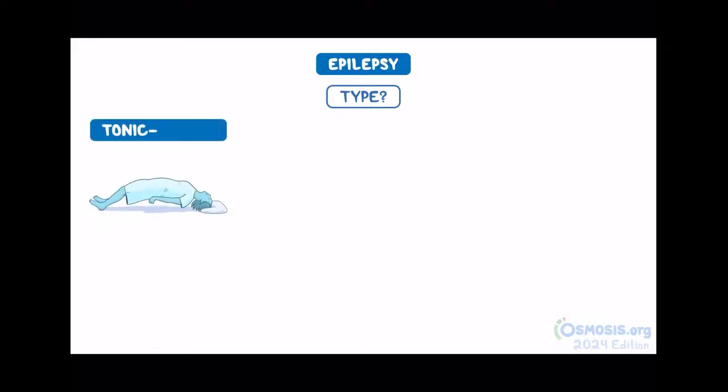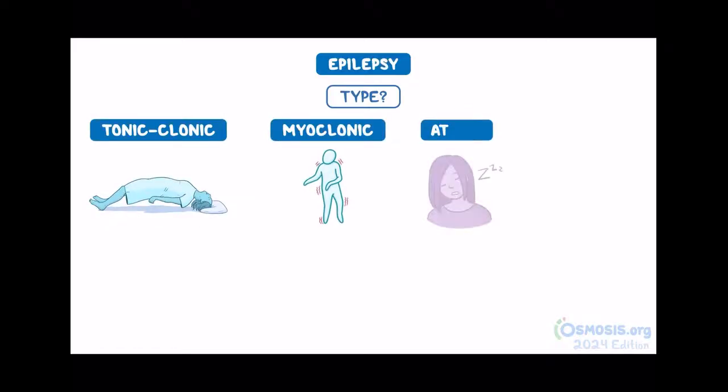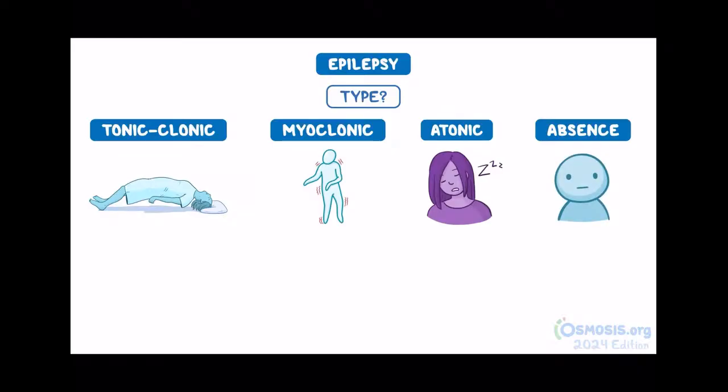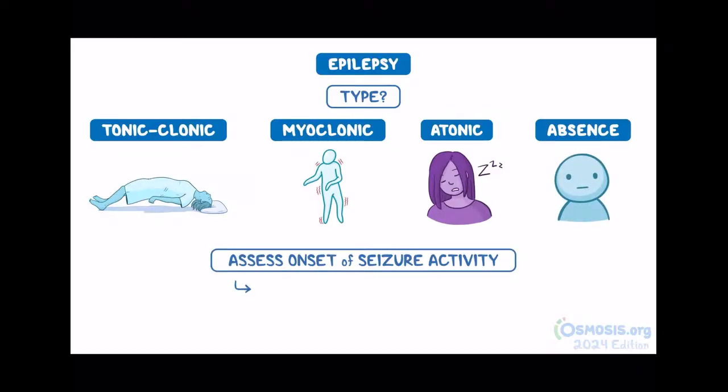Once you diagnose epilepsy, your next step is to determine the type. Some important types include tonic-clonic, myoclonic, atonic, and absence seizures. Finally, don't forget to assess the onset of seizure activity, which is going to help guide the management.